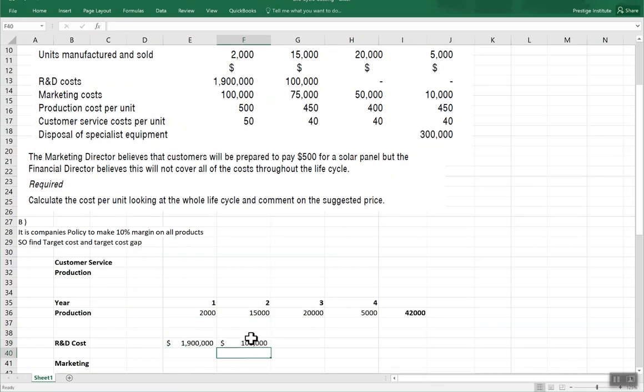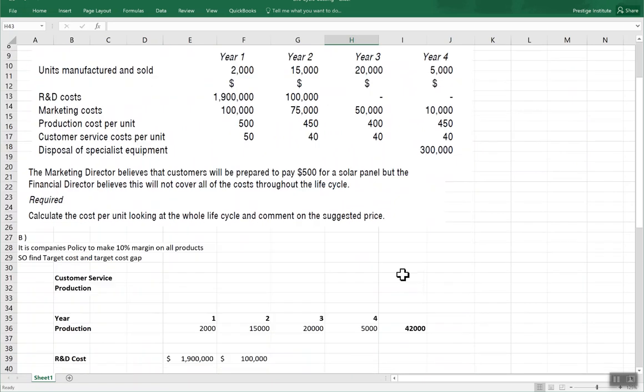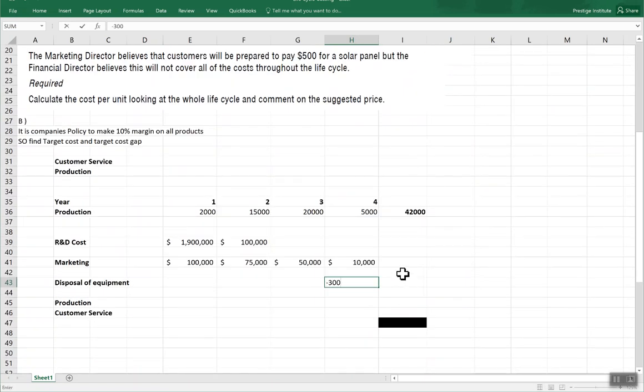This other one, 100,000. And then marketing in the first year is 100,000. In the second year, 75,000. And then 50,000 and 10,000. And then disposal of equipment. In the fourth year, I'll write it as a minus.